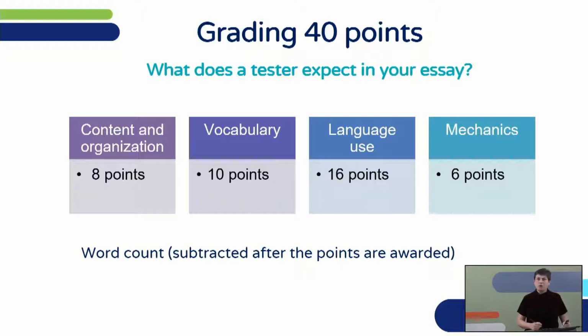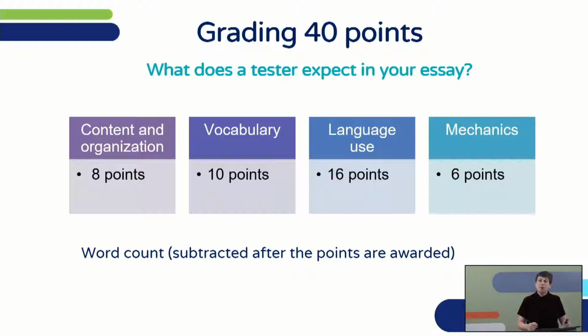You're going to want to know what the tester is looking for in your essay. Once you've got your 4 paragraphs, you followed along, what are they going to do with it? They're going to read it for these 4 things: content and organization for 8 points, vocabulary for 10 points, language use for 16 points, and mechanics for 6 points. That wraps up to the 40 points that are part 2 of your Bagrut.